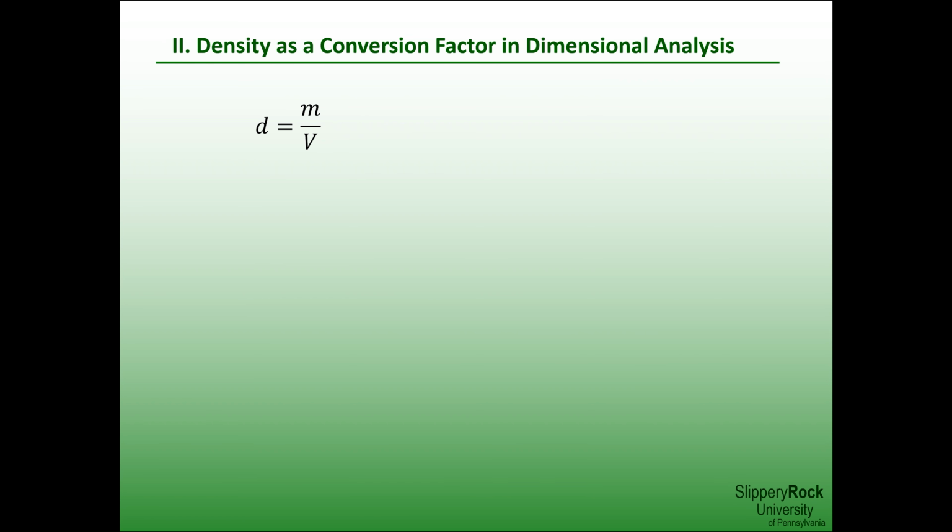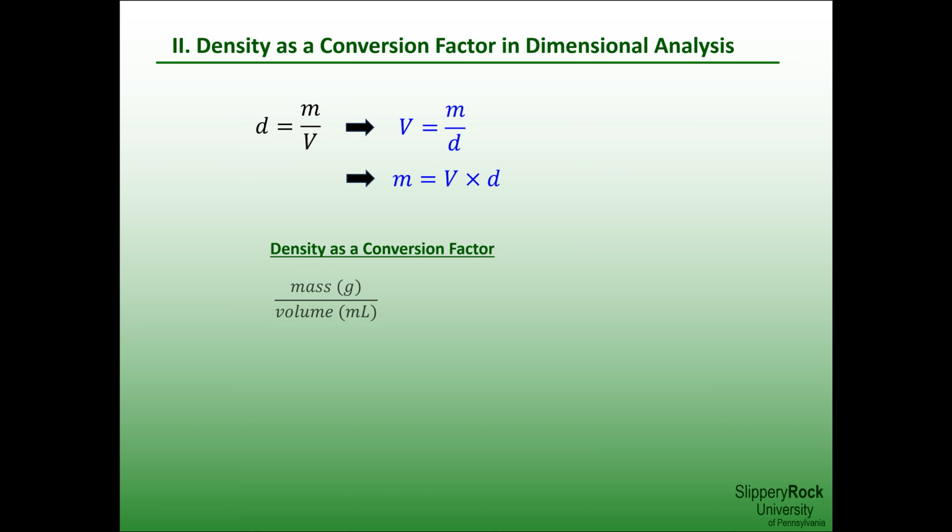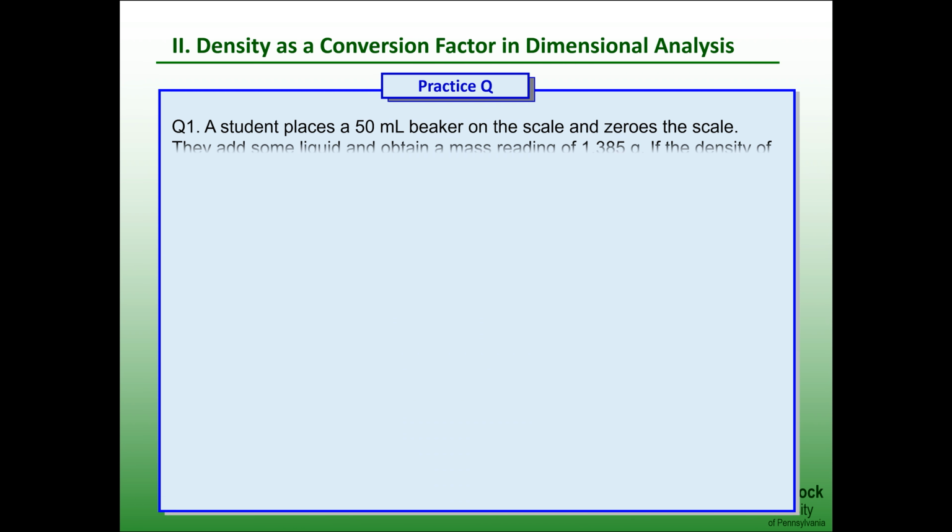Remember that density is defined as mass over volume. Because density relates mass and volume, we can rearrange this formula depending on what we need to find. If we want volume, volume can be written as mass over density. If we want mass, mass can be written as density times volume. Density can be used as a conversion factor in dimensional analysis. The conversion factor can take these two forms. Mass over volume is used to convert volume to mass, and volume over mass is used to convert mass to volume. Let's try some practice problems.